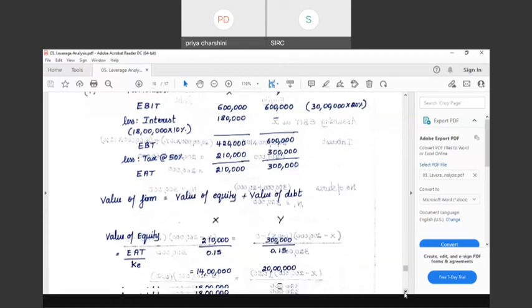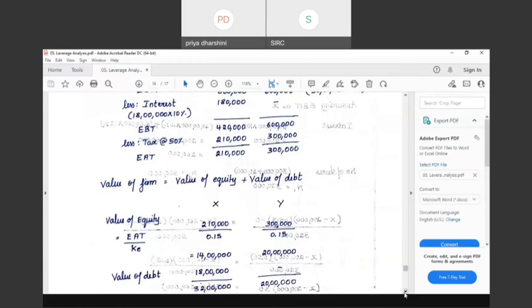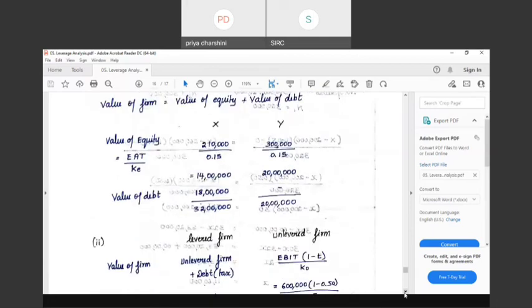How do you find the value of the firm? Value of firm is value of equity plus value of debt. How do you measure the value of equity? It is earnings available to equity shareholders divided by cost of equity. What is the cost of equity given? The capitalization rate is 15% for an all equity company. So cost of equity is 15%. So earnings available to equity shareholders divided by cost of equity will give you the value of equity, plus value of debt will give you the value of firm. This was under net income approach.